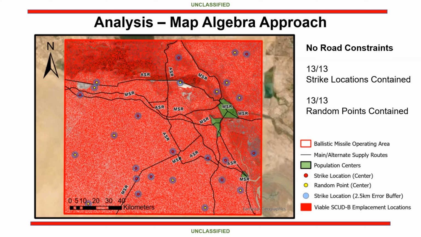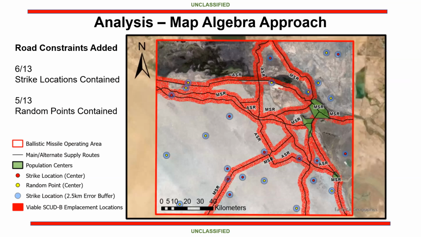Very critical role for their tactics and how they employed the system. So I went ahead and added the road constraints of 3 kilometers. And this is what I had for the results there. So about 6 out of the 13 strike locations contained, 5 out of 13 for random points. Still not great, and it really limited everything else in the area of operations. It cut off after 3 kilometers.